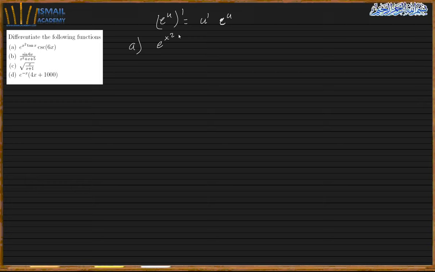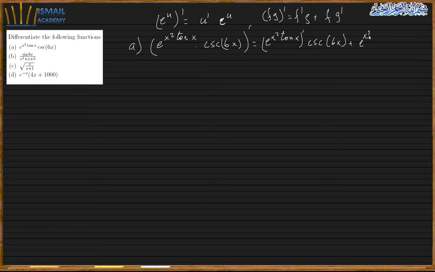So e to the x squared tangent x times cosecant 6x, prime. First thing, I will apply the product rule, because there is a first function and a second function. The product rule: f g prime is f prime g plus f g prime. So here I will have e to the x squared tangent x prime times cosecant 6x plus e to the x squared tangent x times cosecant 6x prime.